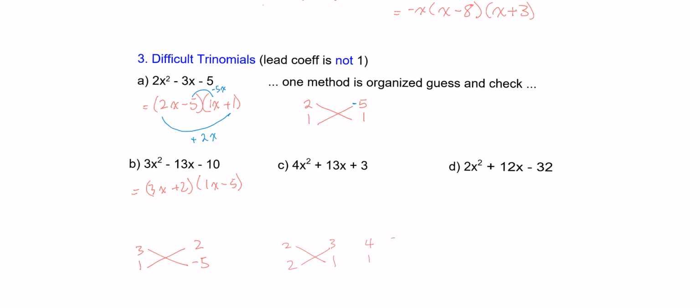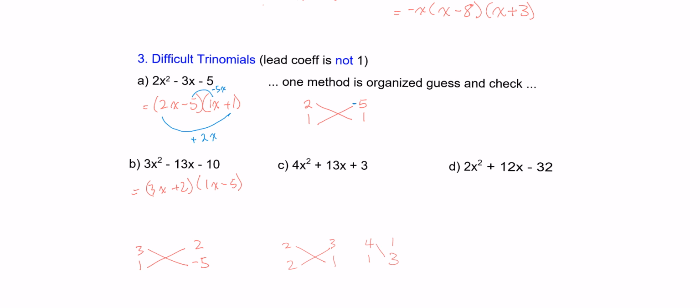Let's try 4 and 1 and 3 and 1. So 4 times 1 is 4, plus 3 to... Nope, that doesn't work either. So we can't do that. So let's try 1 and 3. Let's rearrange it.